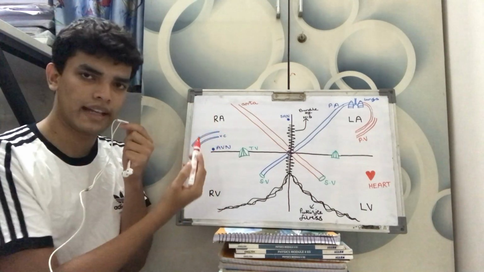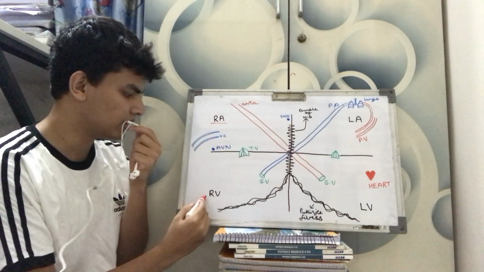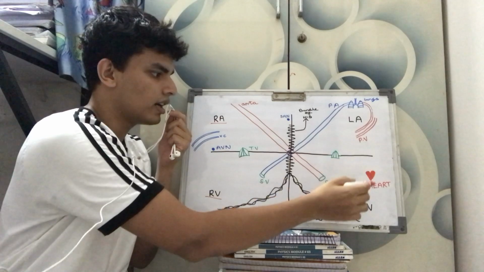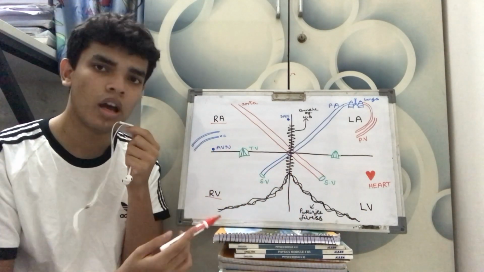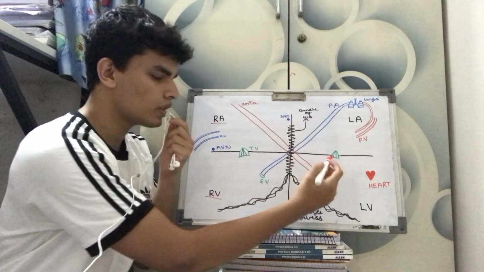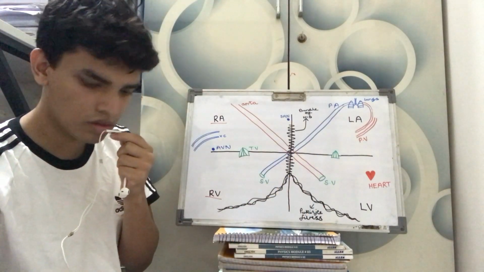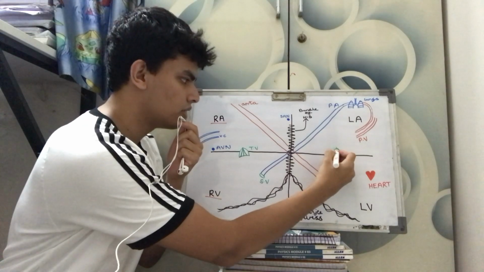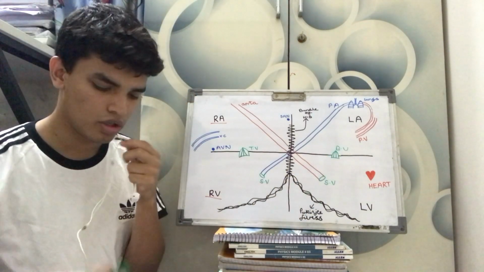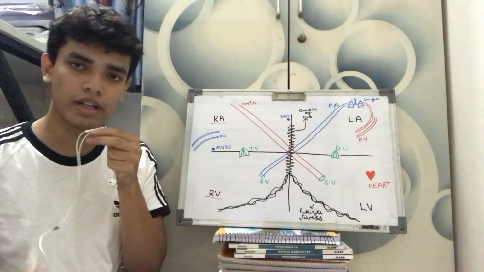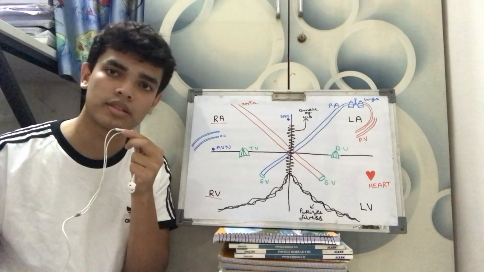You understand the mnemonics, I hope. This is the right atrium, this is the right ventricle, left atrium, left ventricle. SV is semilunar valves, TV is tricuspid valves. This is BV, bicuspid valve or mitral valve, you can say. So let's start. I will explain how the blood flows, then we will start the main topic, which is the cardiac cycle.